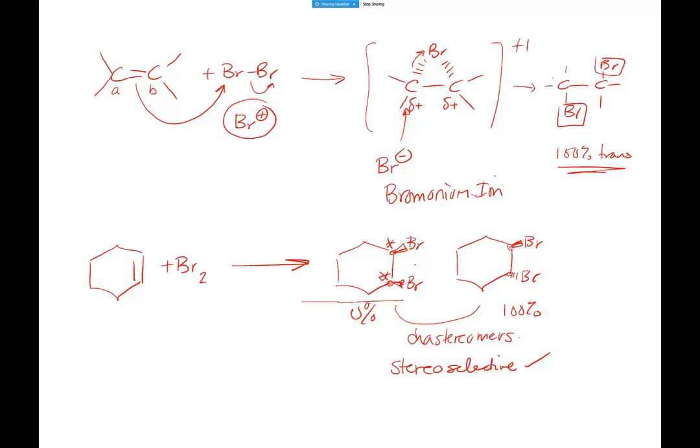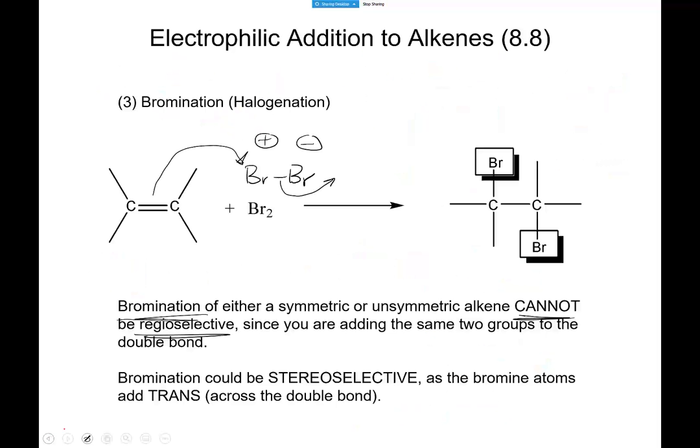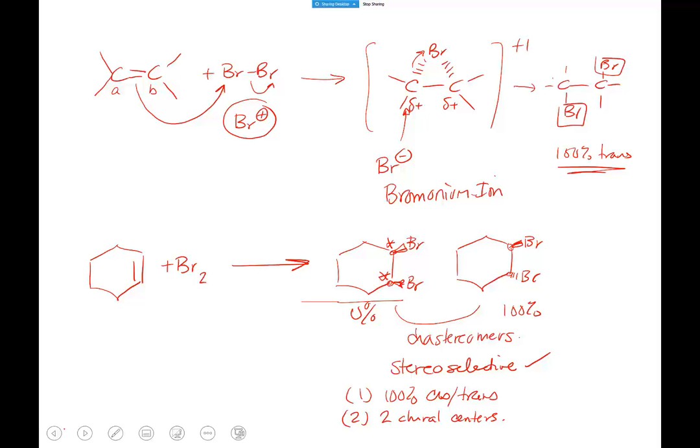So the two criteria for stereoselectivity are: number one, 100% cis or 100% trans. And number two, that you must have two chiral centers. You have to form two chiral centers. If those two criteria are fulfilled, you're going to be stereoselective. If either one of those two is not fulfilled, you won't be stereoselective.